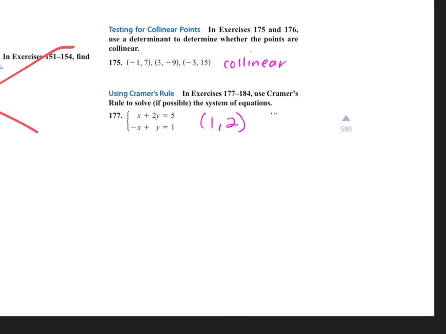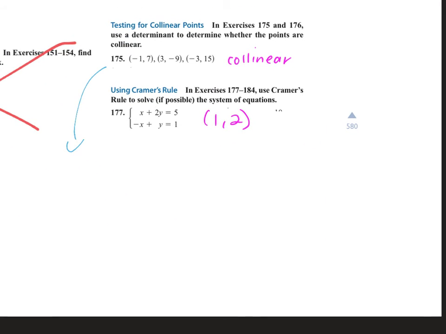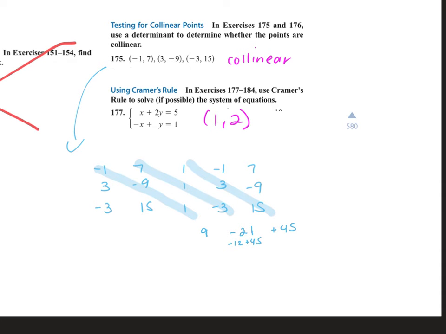So I want to rewrite out the x and y's for each of these. And then the column of ones, duplicate the x and y columns, and then multiply down. So I'd get -1 times -9 times 1, that's +9. 7 times 1 times -3, -21. And 3 times 15, that's 45. So this is -12 plus 45, that's 33.